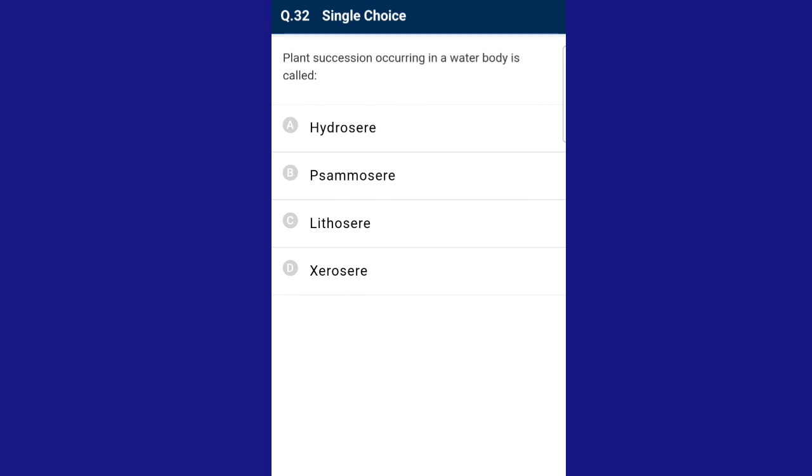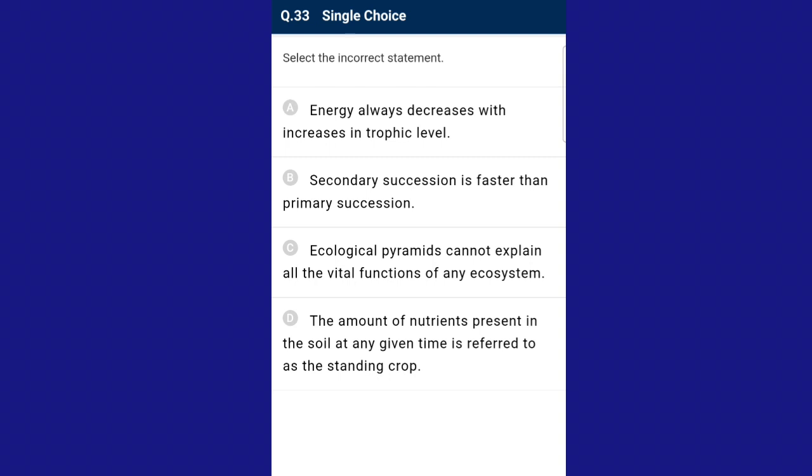Question number 32. Plant succession occurring in a water body is called hydrarch. Hydrarch is a plant succession which occurs in an area of freshwater such as in oxbow lakes and kettle lakes. In time an area of open freshwater will naturally dry out. So the answer is option A. Plant succession occurring in a water body is called hydrarch. Question number 33. Select the incorrect statement.